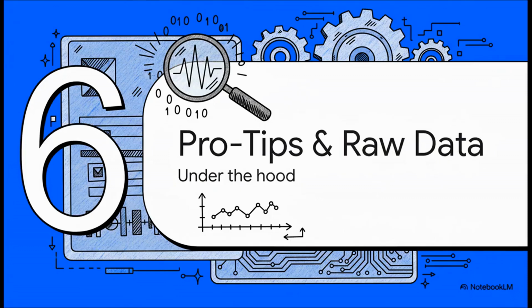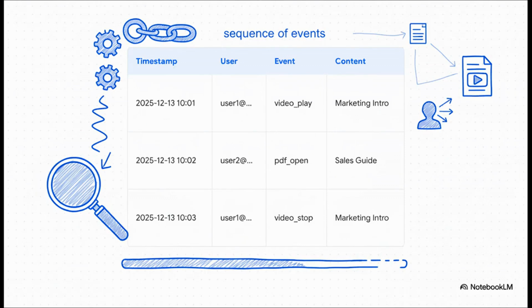Okay, to wrap things up, let's quickly cover a few pro tips and take a peek under the hood at the raw data for those times you really need to get into the weeds. Way down at the very bottom of the page, you'll find this table, the recent data log. This shows you every single event, line by line. It's perfect for when you need to see exactly what a specific user did, and in what order.